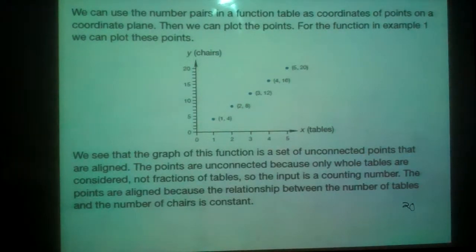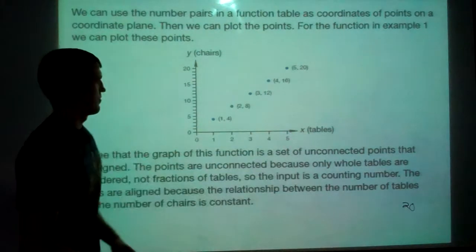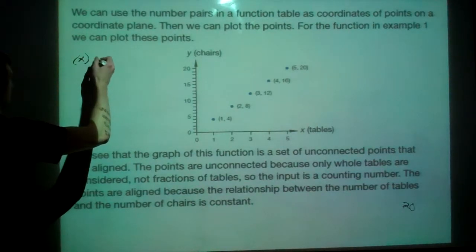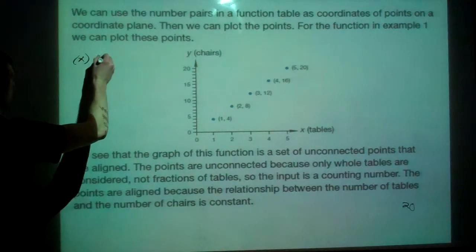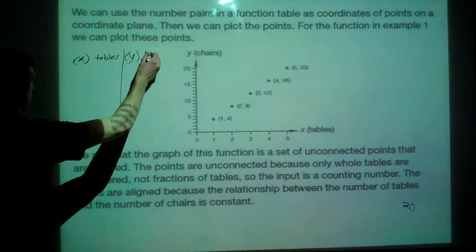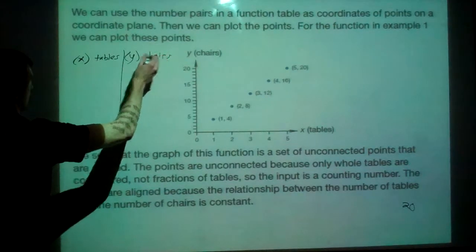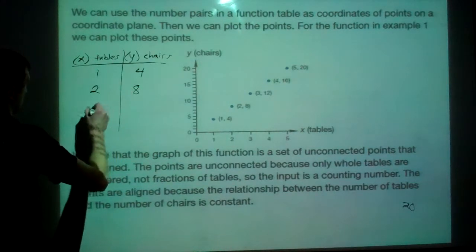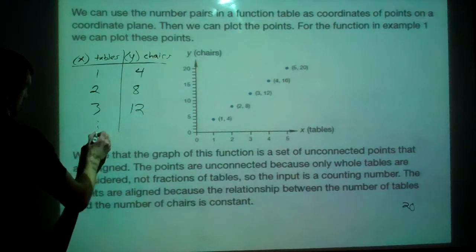We can use the number pairs in a function table as coordinates of points on a coordinate plane. Then we can plot the points. For the function in example 1, we can plot these points. Alright? So our X was tables, and Y's were chairs. If we had one table, we had 4 chairs. 2 tables, we had 8 chairs. 3, we had 12, and it kept going.